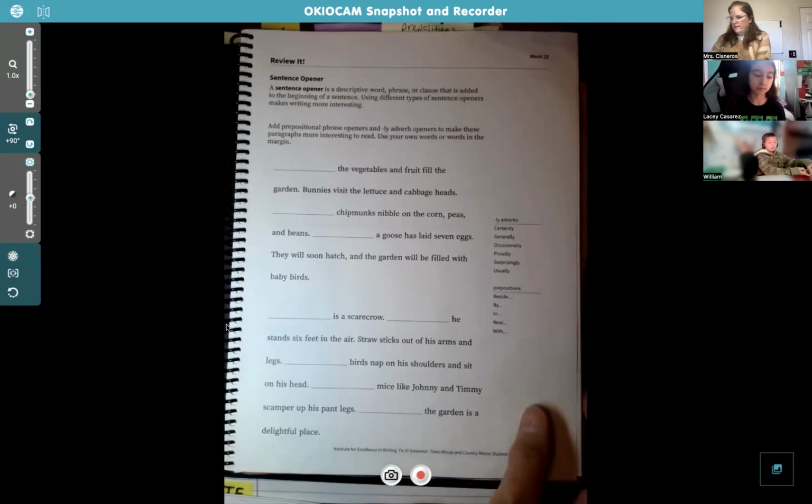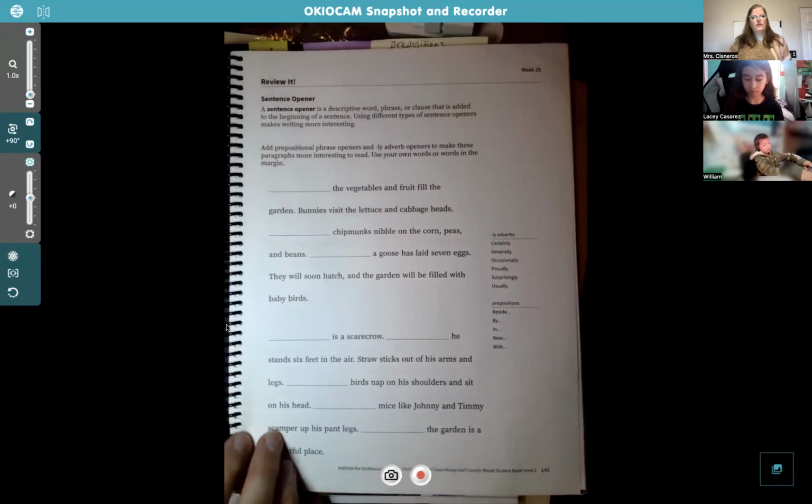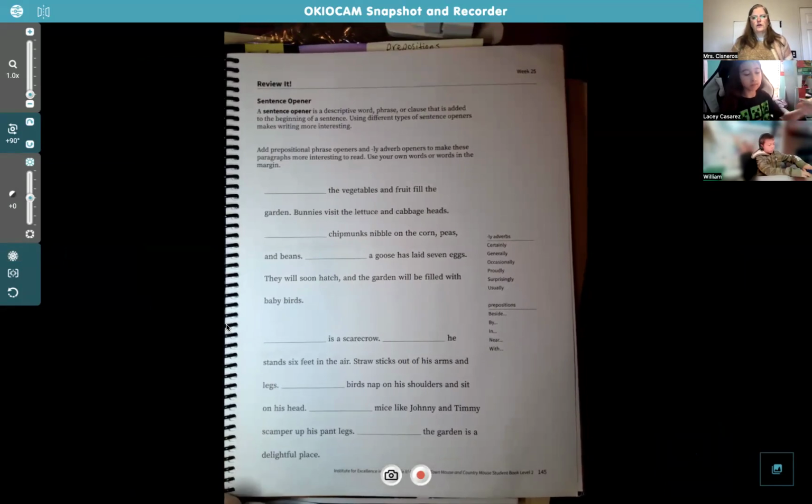Fix my camera here. And you're reviewing different sentence openers. There's just two that you guys know about right now. There's more that you will learn, but these are the two we're working on now. And a sentence opener is a descriptive word, phrase, or clause that is added to the beginning of a sentence. Using different types of sentence openers makes writing more interesting. And that's what we do.